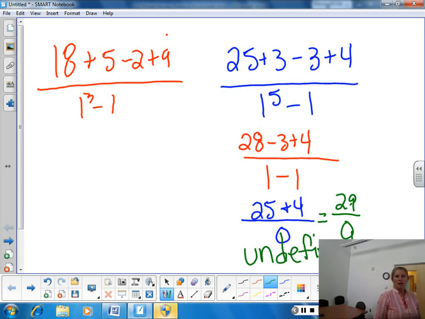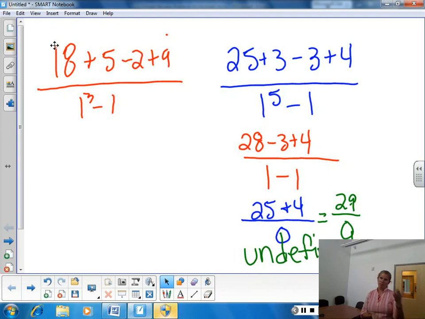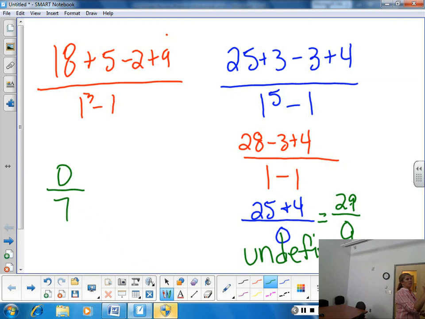You cannot divide by 0. Under is undefined. You can't do it, so that's going to be undefined. If you work that problem and you got 0 on the top, so if it came down to something like this, that's different. 0 is the divisor here. Over here, 0 over 7, 0 is the dividend. If it's the dividend, you get the answer of 0.